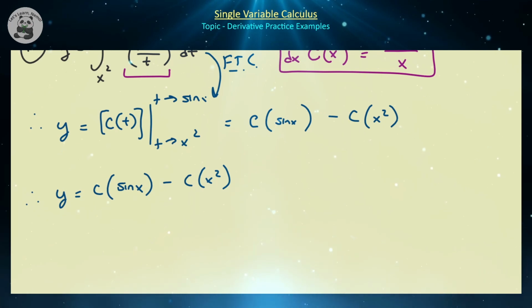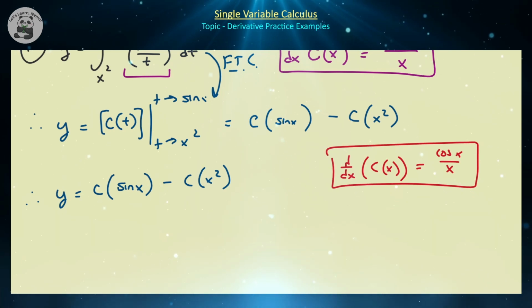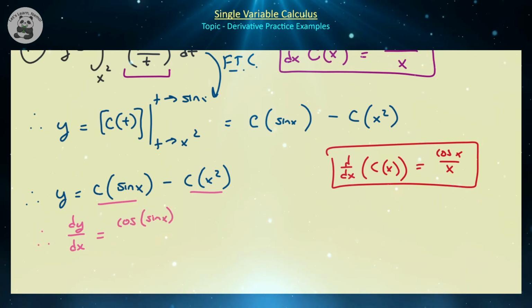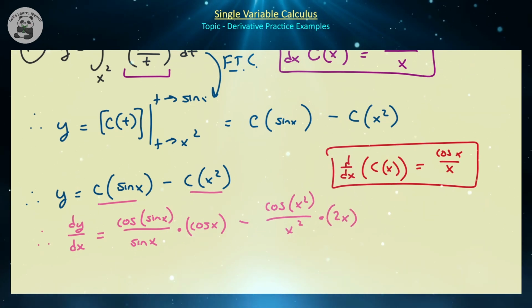Now I'm just going to take the derivative with respect to x of both sides. And keep in mind the derivative of C of x is equal to cosine of x over x. This is our definition. So the derivative of y with respect to x, we're just going to use the chain rule twice. The derivative of C of something is equal to cosine of something over something times the derivative of something, which is cosine. And then the derivative of C of something is going to be equal to, again, cosine of something over something times the derivative of that something, which is 2x.